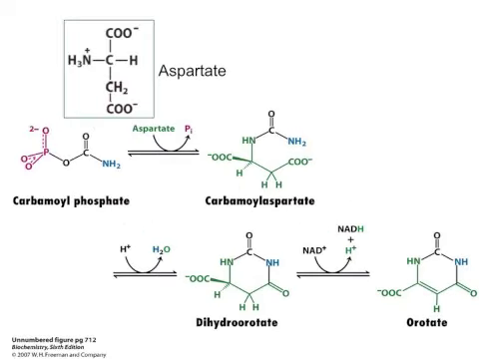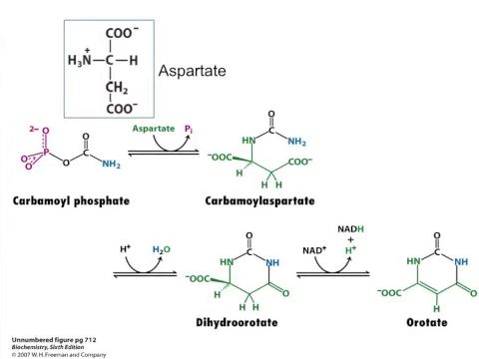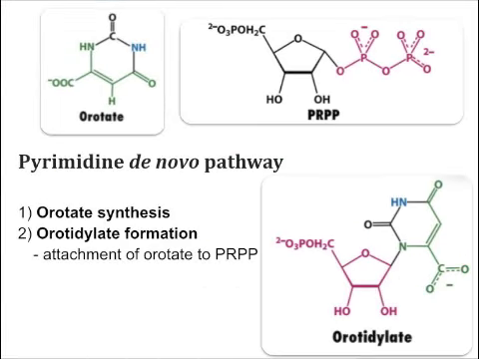And so in the end, we have carbamoyl phosphate. This combines with aspartate, and inorganic phosphate is lost. We end up with carbamoyl aspartate. And then through hydrolysis, we end up with dihydroorotate. And then there's an oxidation to make orotate. And so we're going to add orotate to PRPP to make orotidylate.